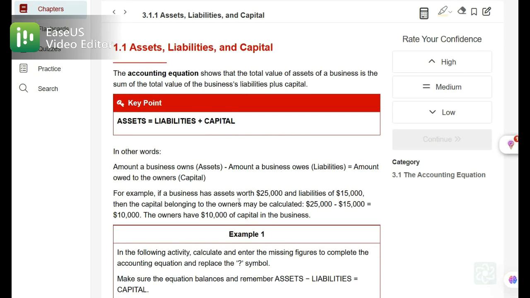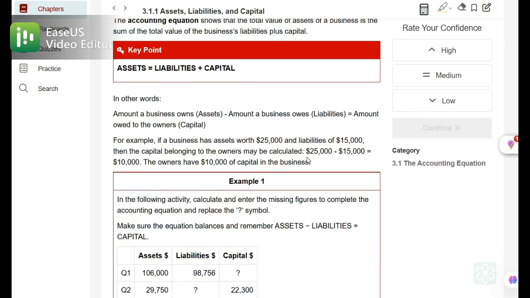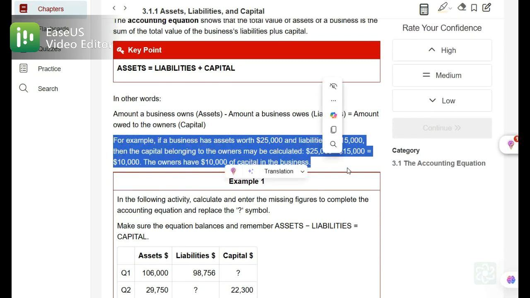So for example, this is the example. If you have asset of 25,000 and liability is 15,000, okay? So the capital is 10,000. It means that liability plus capital is equal to asset. Asset is equal to liability plus capital. So here, if 25,000 is your asset and liability is 15,000, it means that capital is 10,000.